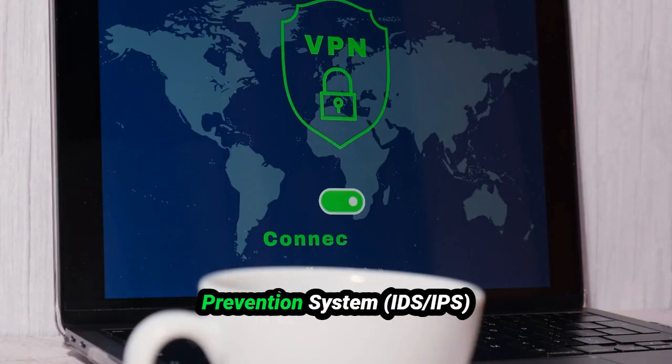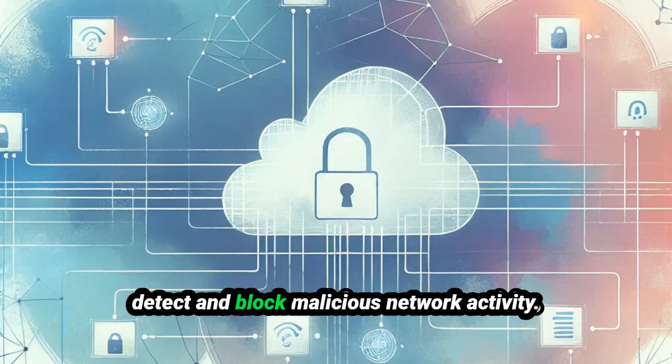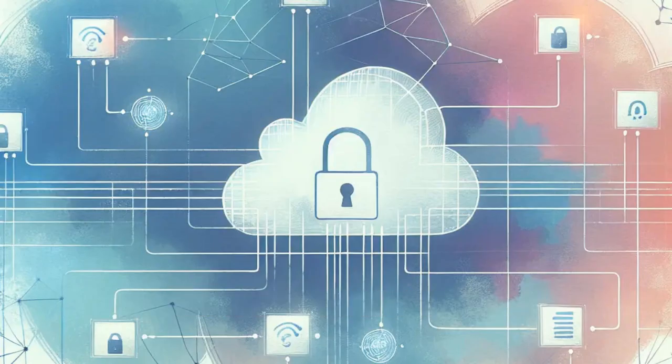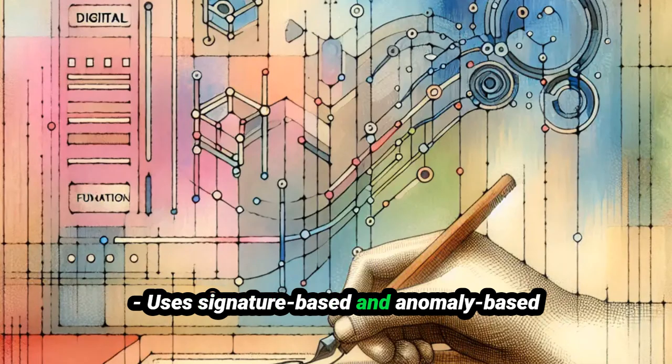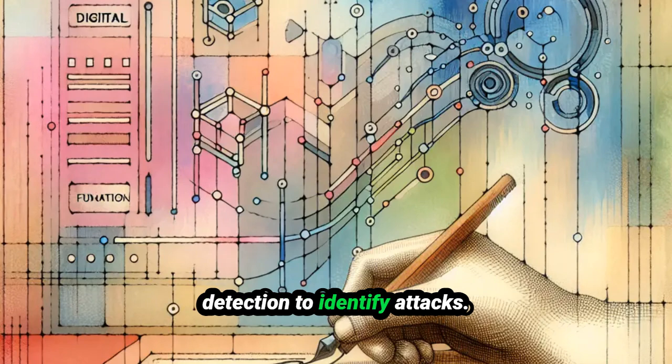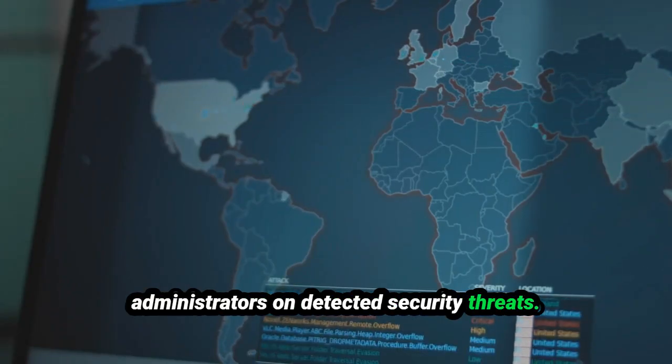Intrusion detection and prevention system, IDS IPS. NSX-T includes an IDS IPS solution to detect and block malicious network activity. Monitors network traffic for suspicious patterns and threats. Uses signature-based and anomaly-based detection to identify attacks. Automatically blocks or alerts administrators on detected security threats.